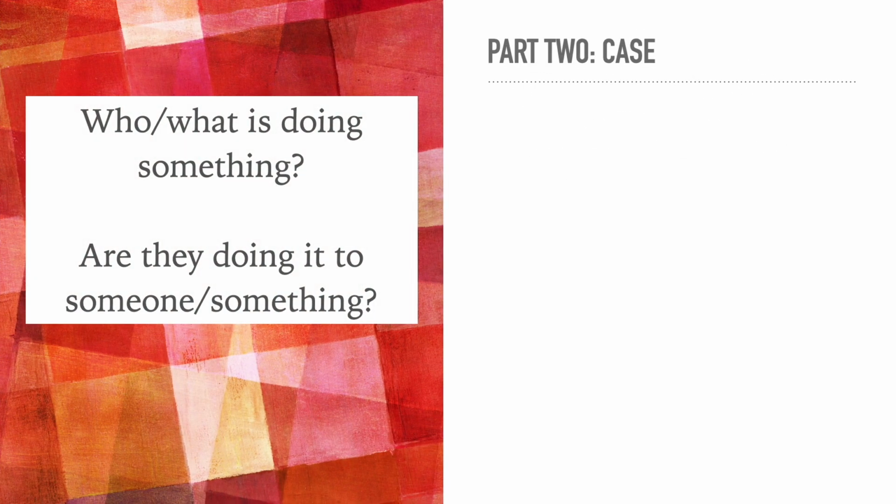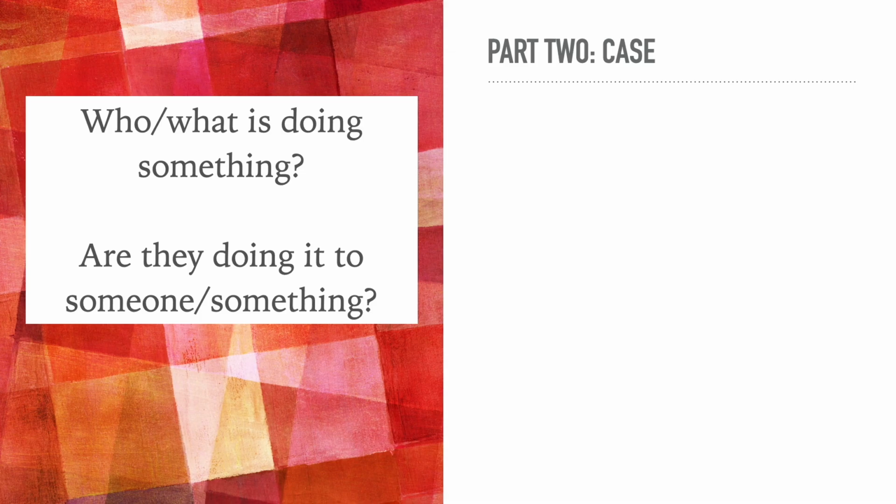So again, we can ask some questions when we look at something if we're trying to work out case. Who or what is doing something? Who is the agent? Who is the actor? Who is the one who's actually performing the action? Or who is experiencing the action? It's not always the person doing it. It can be the topic, the person or thing that is experiencing something. But we'll go into this a little bit later.